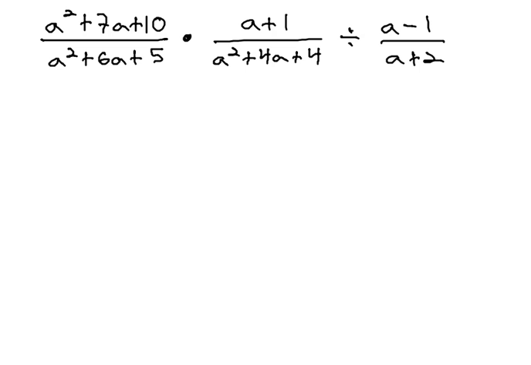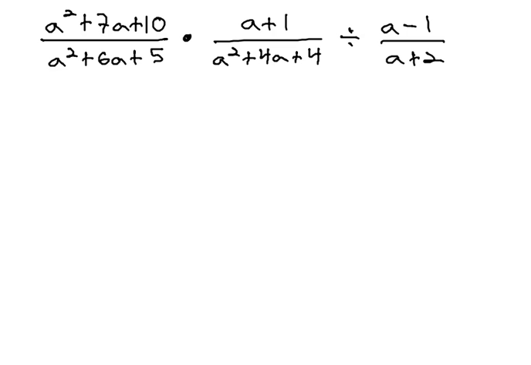In this problem, we have a squared plus 7a plus 10 over a squared plus 6a plus 5 being multiplied by a plus 1 over a squared plus 4a plus 4, being divided by a minus 1 over a plus 2. We've seen problems with division before.